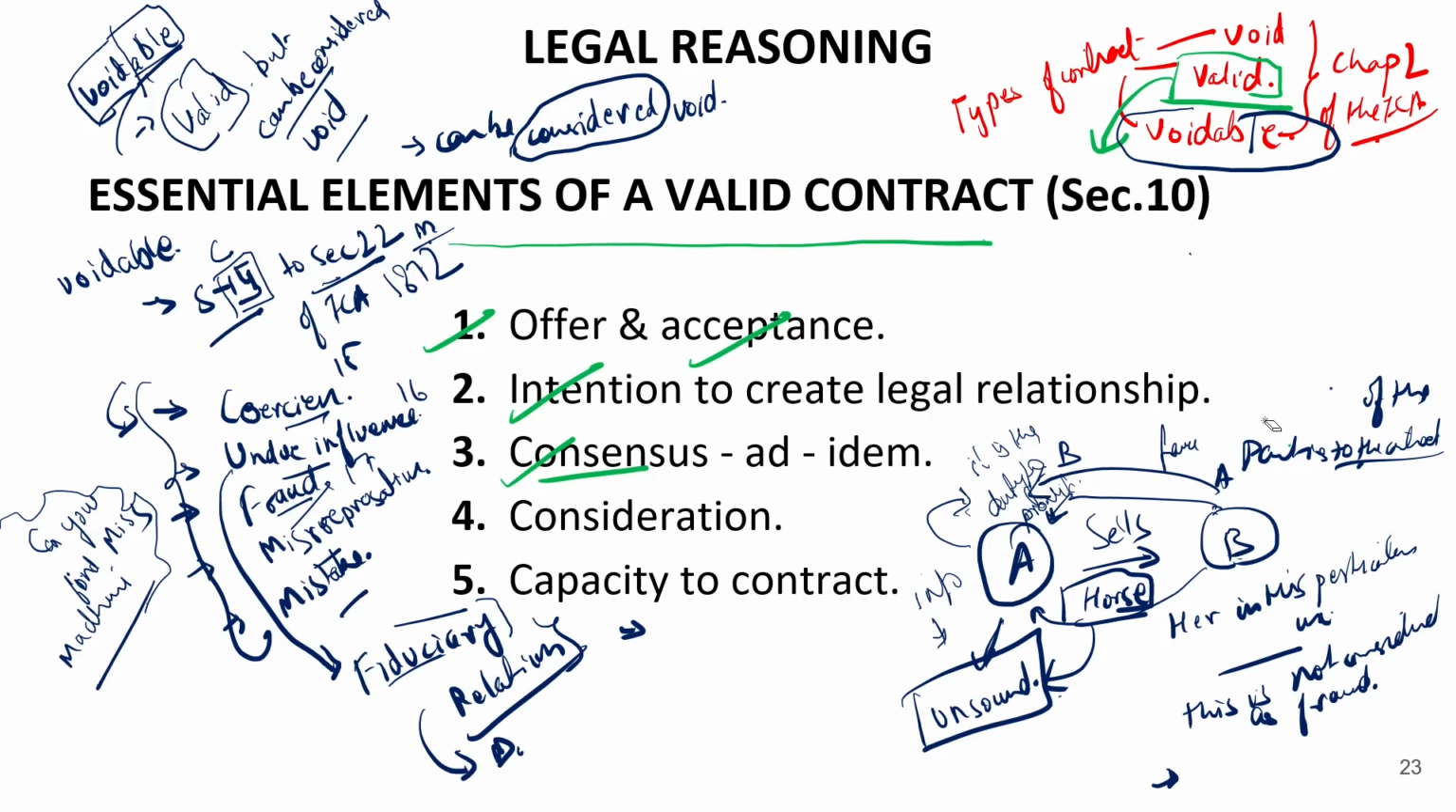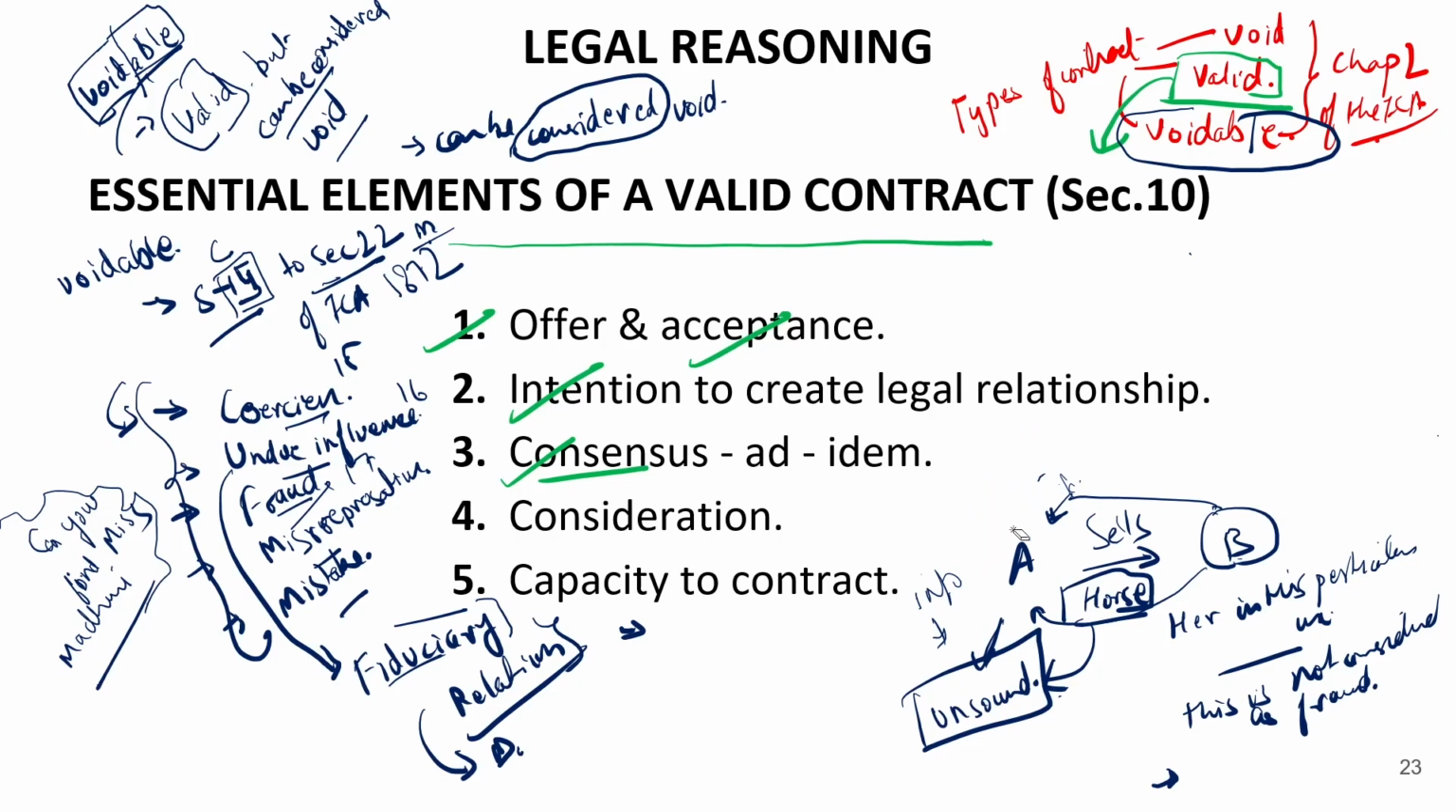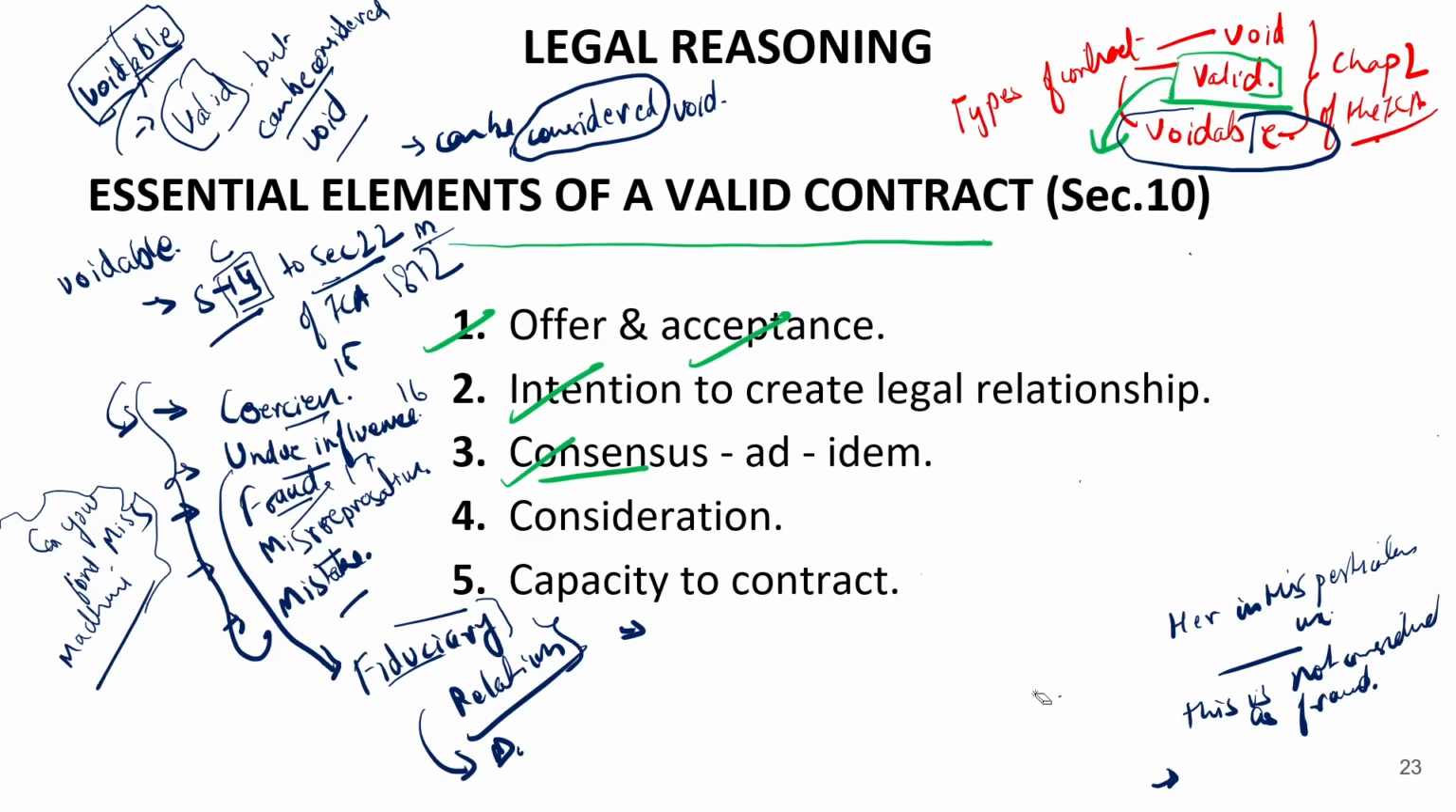And just remember that if all these things are present, it will only convert or change the agreement that has been there into a voidable agreement rather than a valid contract. The reason is that if these things had not been present, the contract would have been considered as valid.